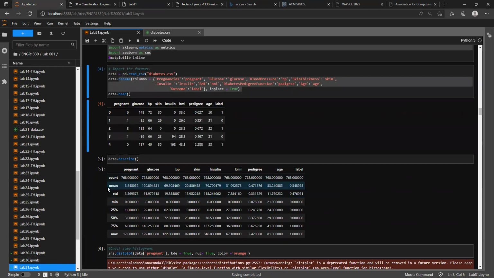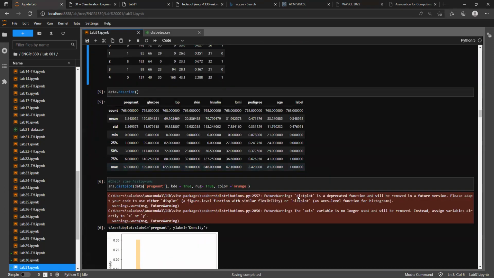We've got all the fun statistics, mean, standard deviation. Can't really say a whole heck of a lot about it right now. The main use for doing the head and the describe is I want to make sure my data is good. I want to make sure it's not junk, like it didn't get messed up. Looks fine. All right, let's do some histograms.